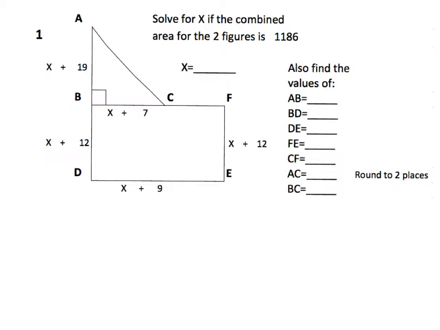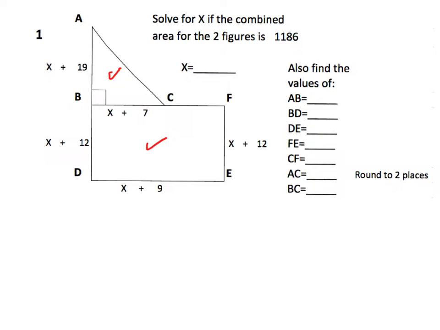In this problem, you have a triangle attached to a rectangle. You have algebraic expressions for the measures of the side lengths. Solve for x if the combined area for the two figures is 1186. So that means this area and this area added together will equal 1186.